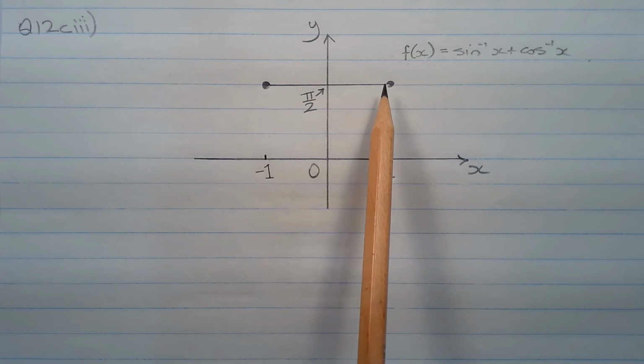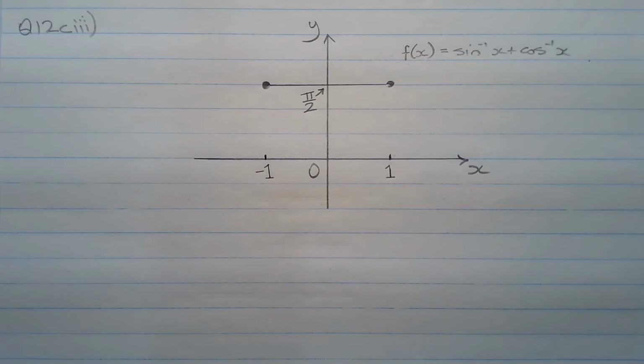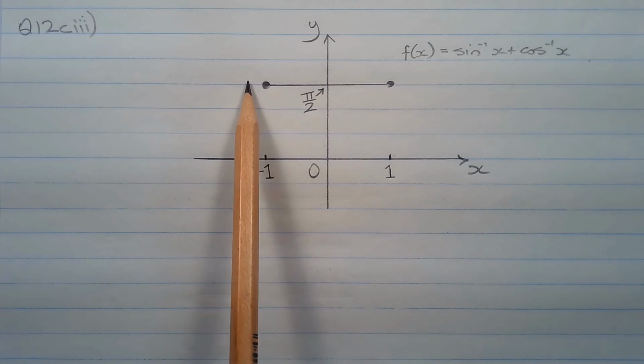It's a horizontal line because the first derivative, f dash of x, equals 0 over the domain of f of x.